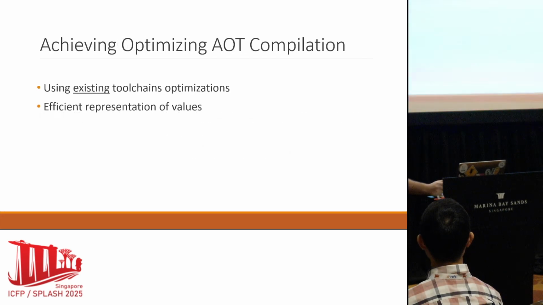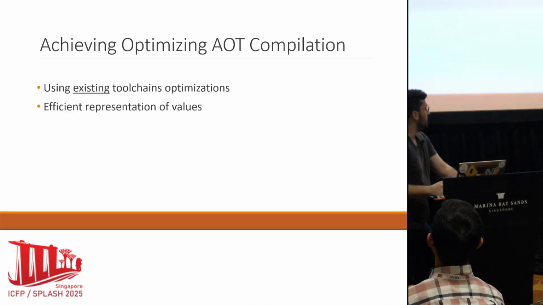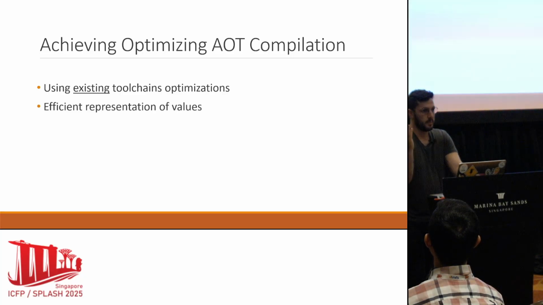So in order to do that, we wanted to use existing tool chains. Okay, we didn't want to implement a complete backend compiler that performs all sorts of complicated optimizations. We wanted to use existing tool chains. We chose the LLVM toolchain and the C++ compiler that we're all familiar with and we all love. And in order to use these tool chains in an efficient manner, in a way that lets us optimize our program, we found out that we need to represent values in our program in a compact and efficient manner.